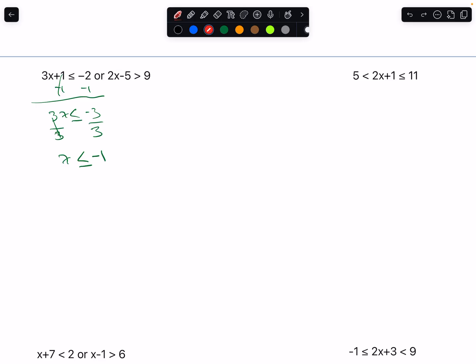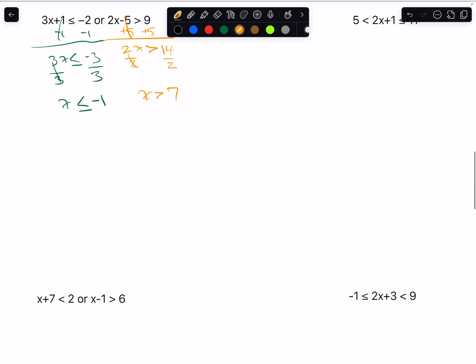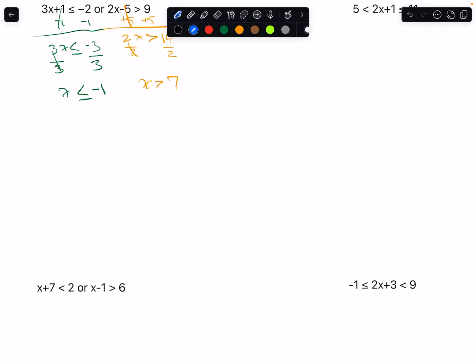Okay, and our next one, we have here, plus 5, plus 5, 2x is greater than 14. x is greater than 7. So our answer here simply states that x is less than or equal to -1, or x is greater than 7.